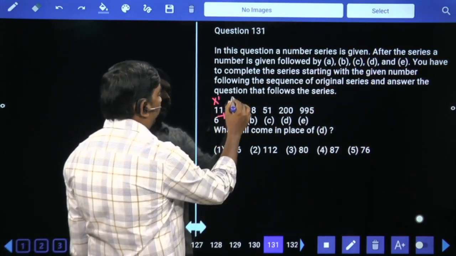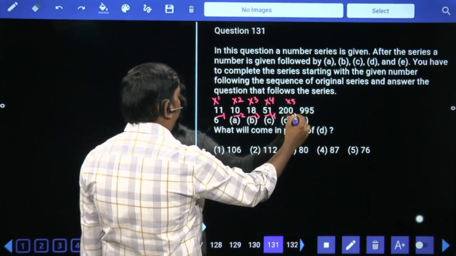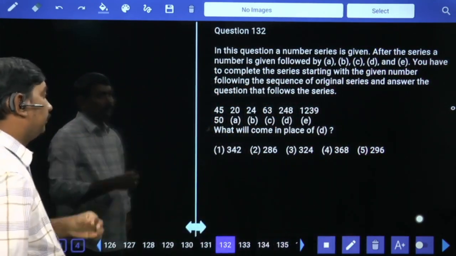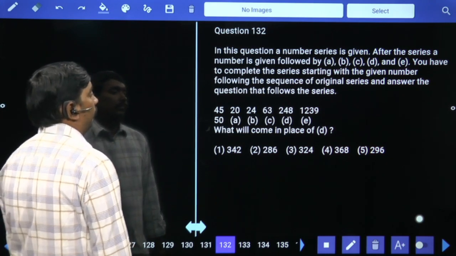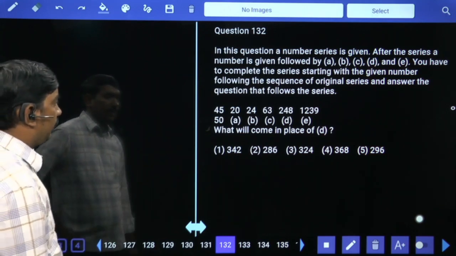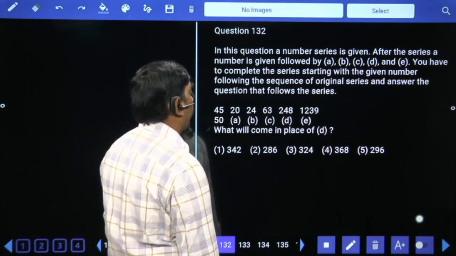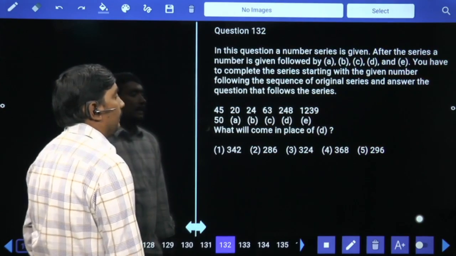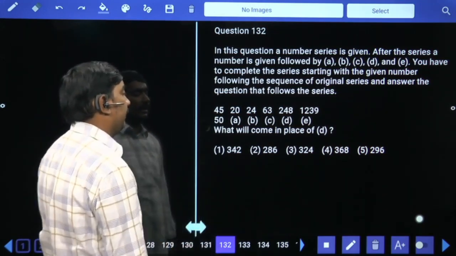Into 1 minus 1, into 2 minus 2, into 3 minus 3, into 4 minus 4, into 5 minus 5. Forty-five, 20, 24, 63, 248, 12, 39.